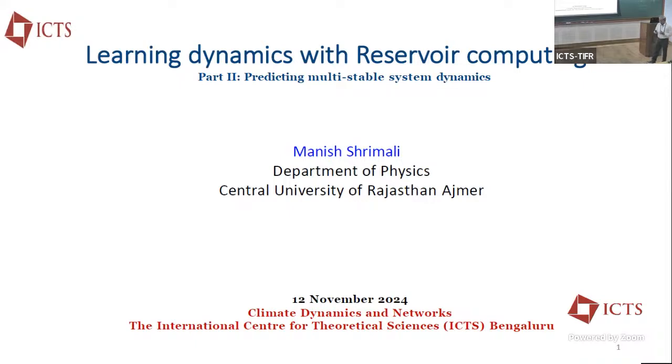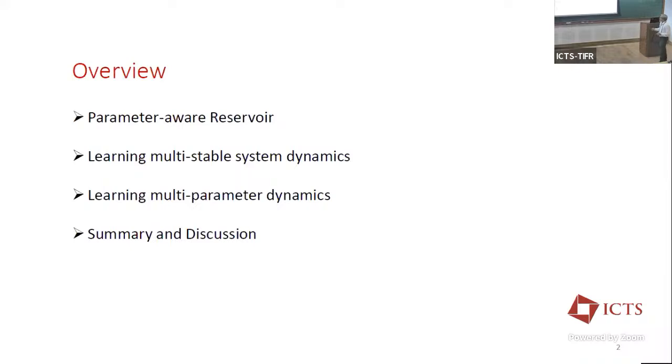So what we will discuss today is, can we also predict multi-stability in such a dynamical system using reservoir computing? Can we learn the dynamics at a different parameter, or see an unseen attractor which was not trained during the training period? The overview of my talk: I will introduce the parameter-aware reservoir, which is a slightly modified version of the reservoir we studied yesterday, and then use that for multi-stable system dynamics learning as well as multi-parameter dynamics learning.